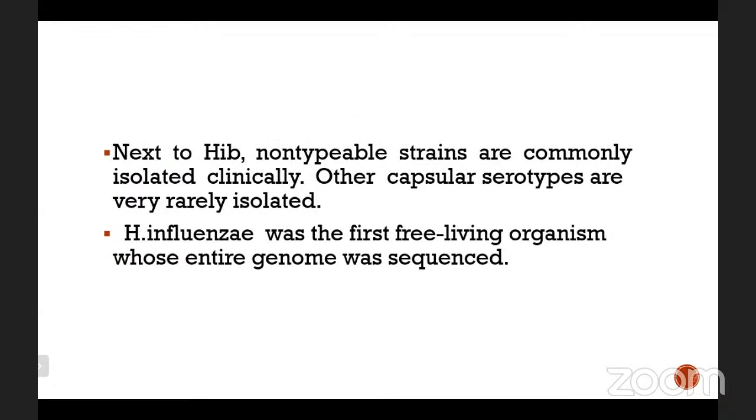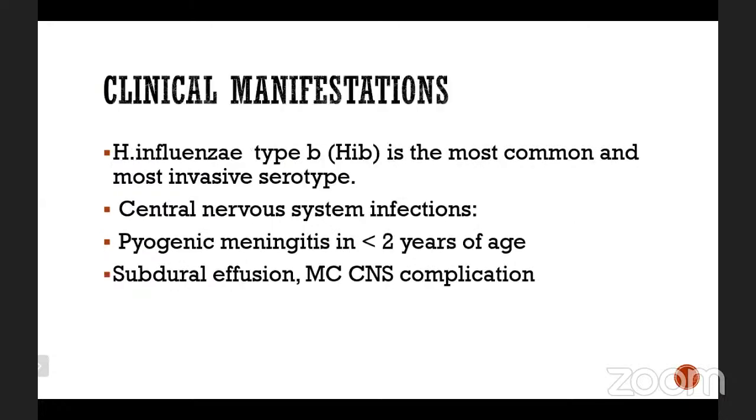Next to Haemophilus B, non-typable strains are commonly isolated clinically. Other capsular serotypes are very rarely isolated. Haemophilus influenzae was the first free-living organism whose entire genome was sequenced.